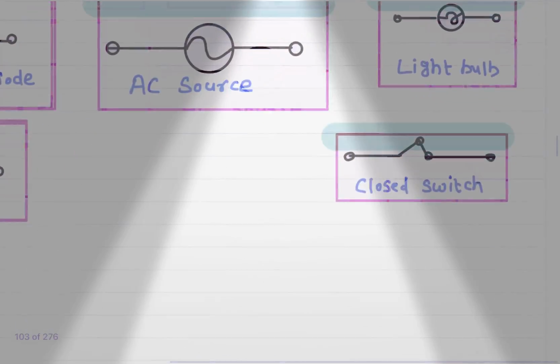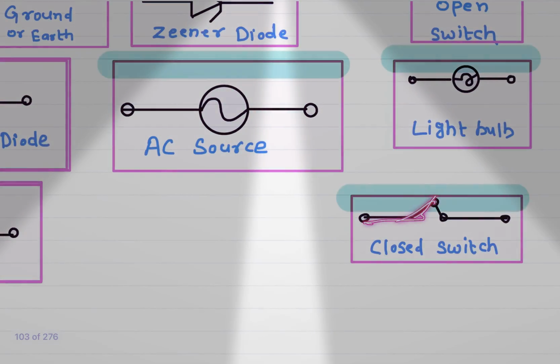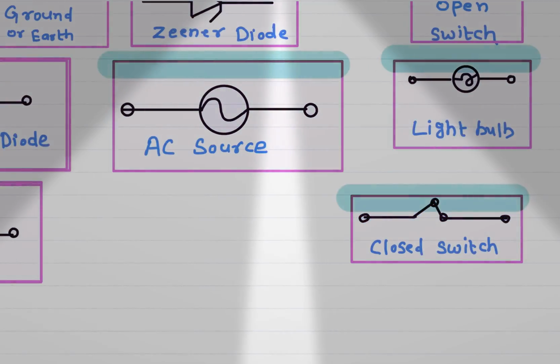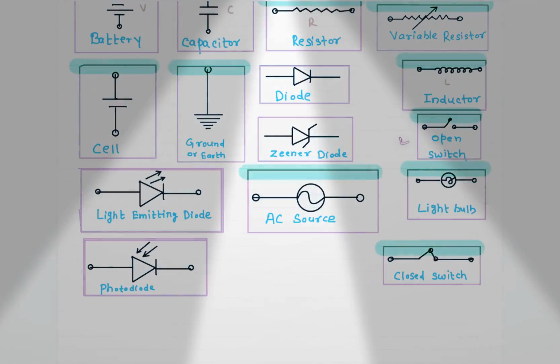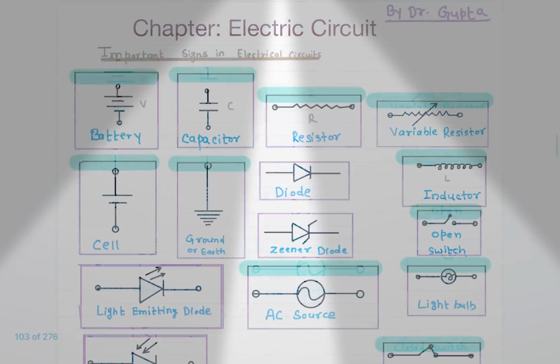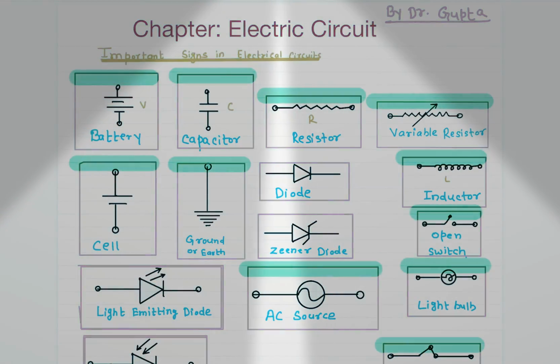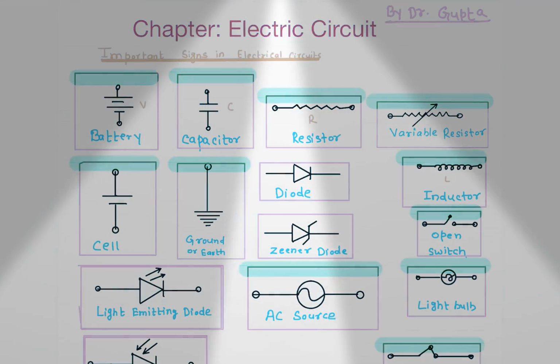And this one here is a closed switch. That means now the circuit is completed, or the switch is turned on. That's what we say. The switch is turned on, and this is the switch turned off. So these are some of the important electrical symbols you will be using in this particular course, not the chapter, but this particular electrical course.